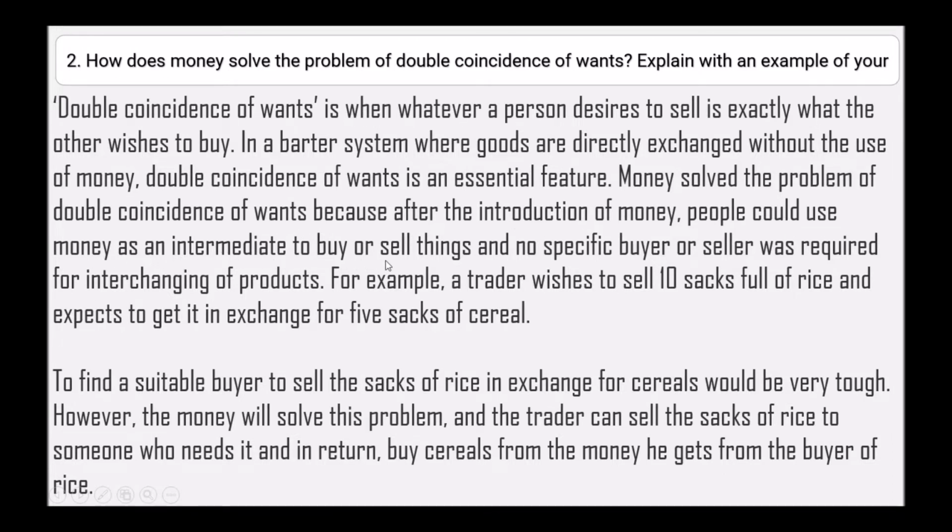money as an intermediate to buy or sell things, and no specific buyer or seller was required for interchanging of products. For example, a trader wishes to sell 10 sacks full of rice and expects to get it in exchange for 5 sacks of cereal. To find a suitable buyer to sell the sacks of rice in exchange for cereals will be very tough. However, money will solve this problem, and the trader can sell the sacks of rice to someone who needs it and in return buy cereals with the money he gets from the buyer of rice.